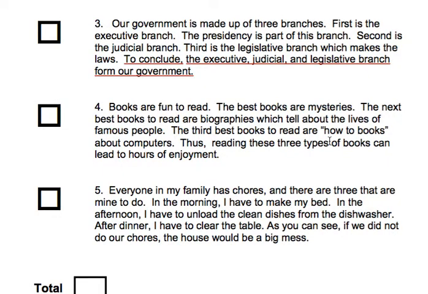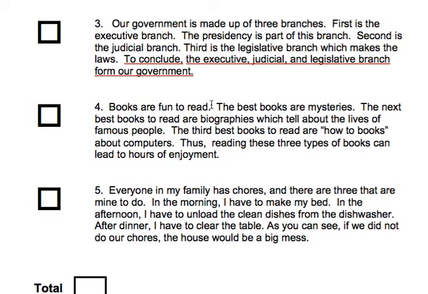Books are fun to read. The best books are mysteries. The next best books to read are biographies, which tell about the lives of famous people. The third best books to read are how-to books about computers. Thus, reading these 3 types of books can lead to hours of enjoyment.